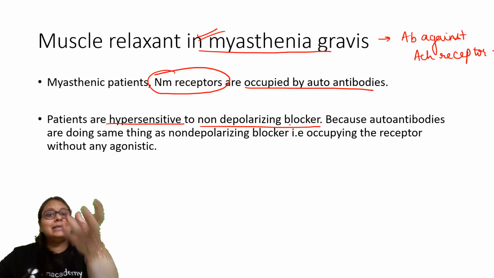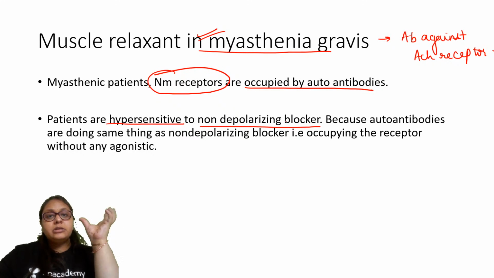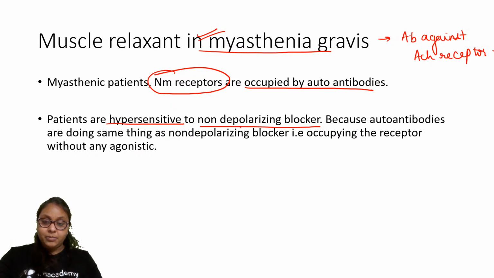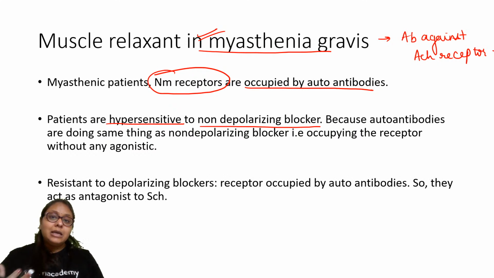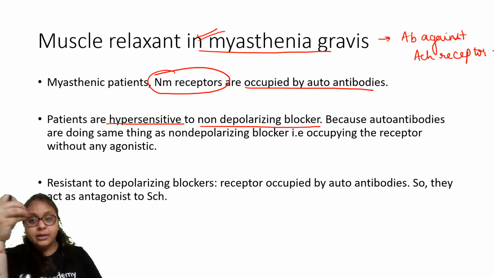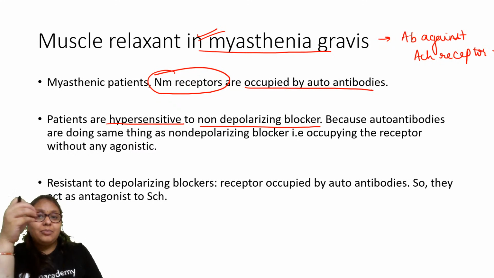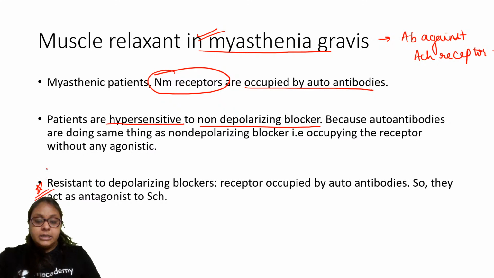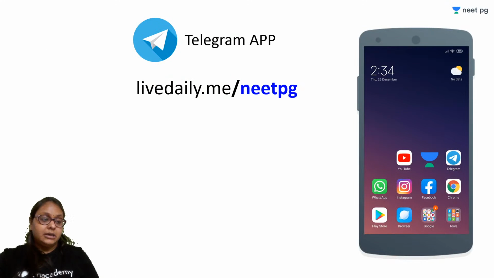They are desensitizing these receptors against the acetylcholine, है ना? So already acetylcholine receptors are desensitized, therefore they are more sensitive to NDMRs, but they are resistant to depolarizing muscle relaxant because they cannot act on it. They cannot act on the receptors because they are occupied by autoantibodies, therefore they act as antagonists to it. Okay, so these are in myasthenia gravis.